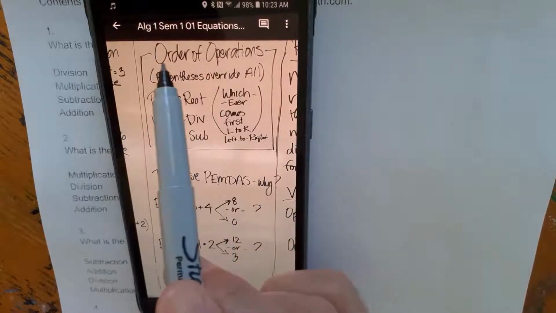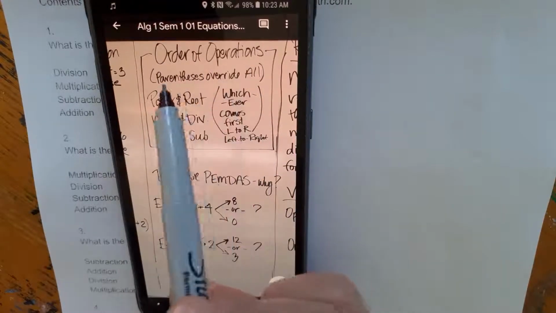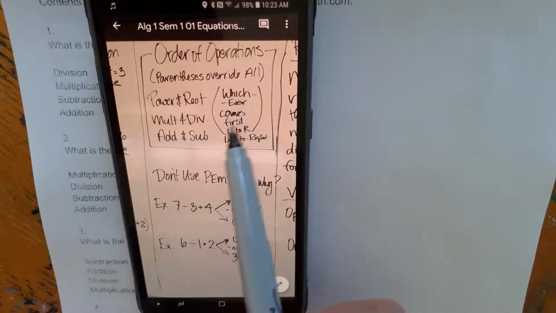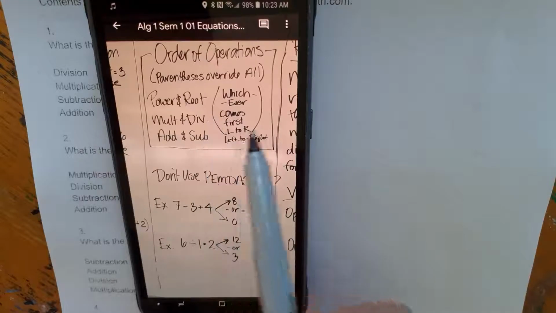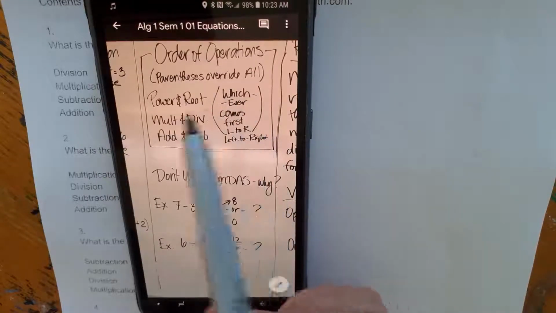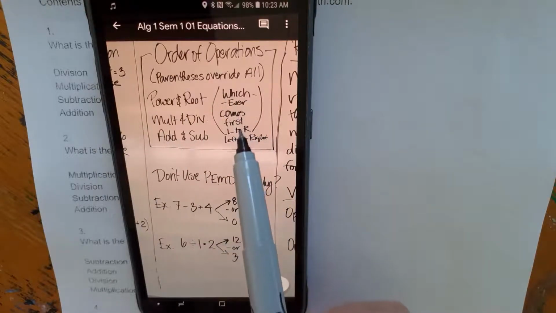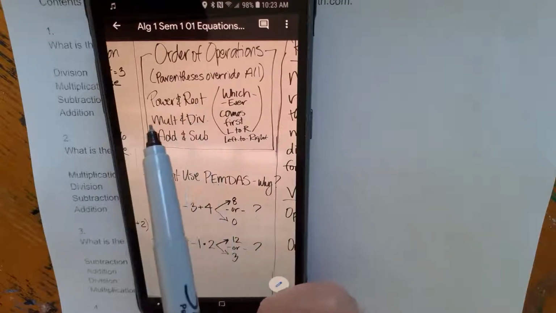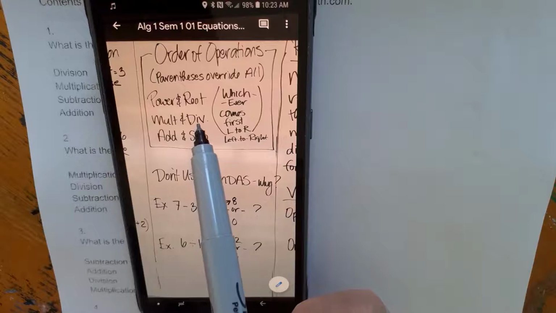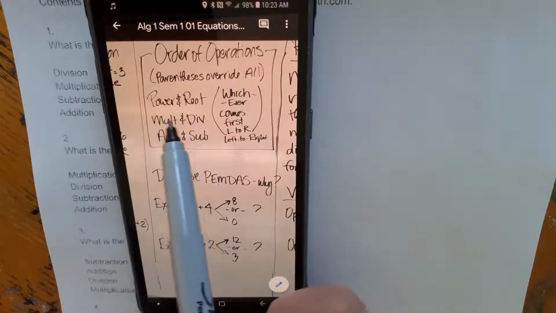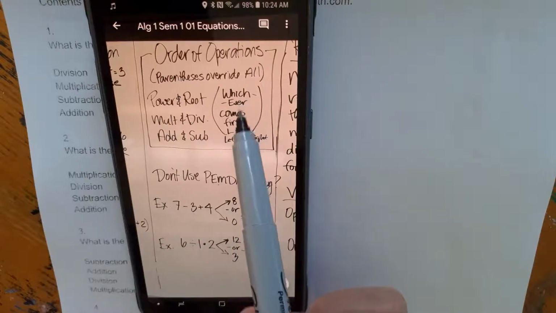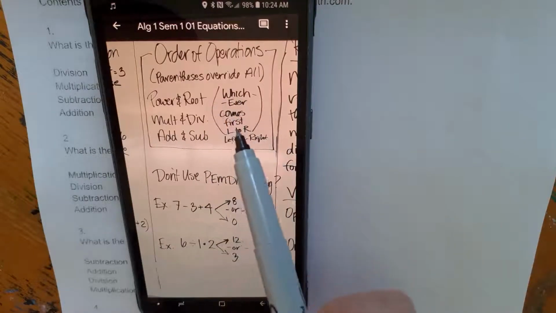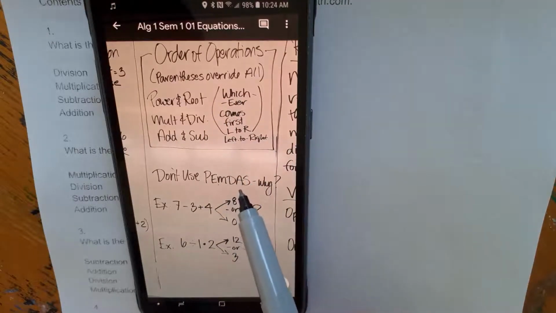I like this chart, order of operations. Parentheses is first, parentheses override all. Power and root comes first, multiplication and division next, and addition and subtraction next, with this caveat or warning. If it's power and root, you do whichever comes first, left to right, because they are equal and opposite operations. Multiplication and division, it's a forward and a reverse, but otherwise equal and opposite. So whichever comes first, you do. This left to right rule is what students forget when it comes to PEMDAS.